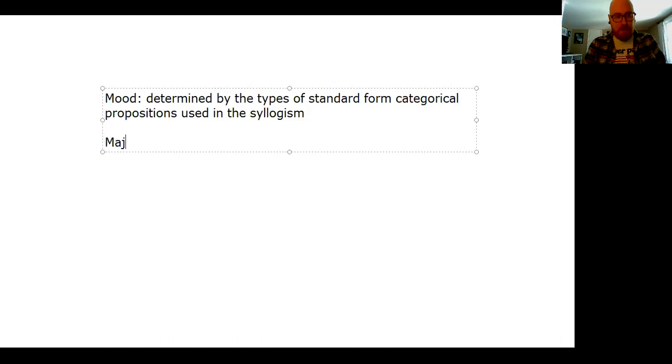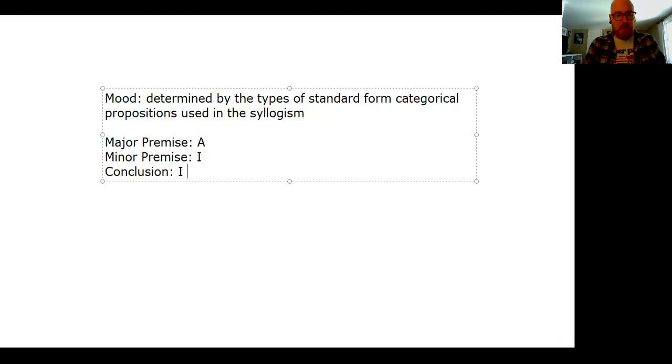The first letter is going to be the major premise. Let's say our major premise is an A statement. The second letter is going to be the minor premise. And let's say that in this case, the minor premise is an I. And then the last letter is going to be the conclusion. And let's say that our conclusion is another I statement. So if the major premise is an A, the minor premise is an I, and the conclusion is an I, that means that the actual mood of this syllogism would be AII.